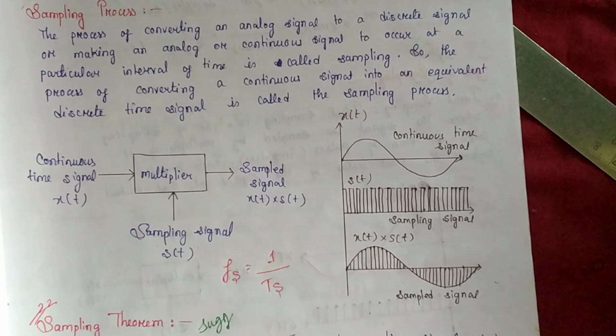So this is what sampling is. We take an analog signal at particular time intervals, called the sampling. So the process of converting a continuous signal into an equivalent discrete time signal is called the sampling process.